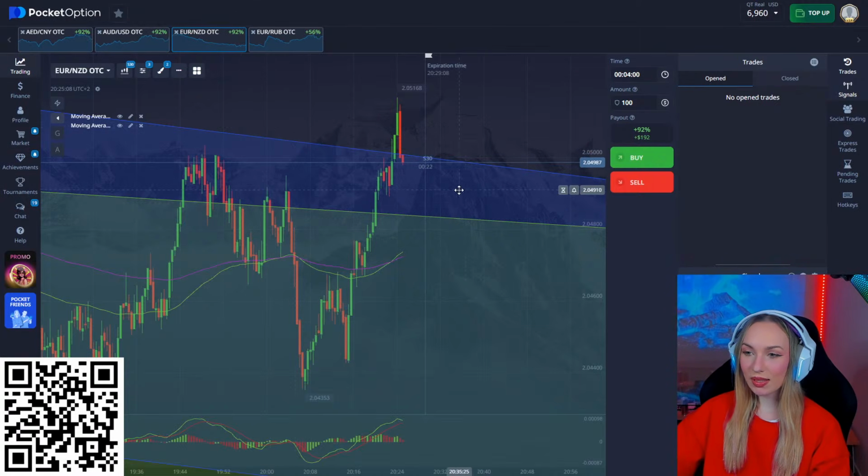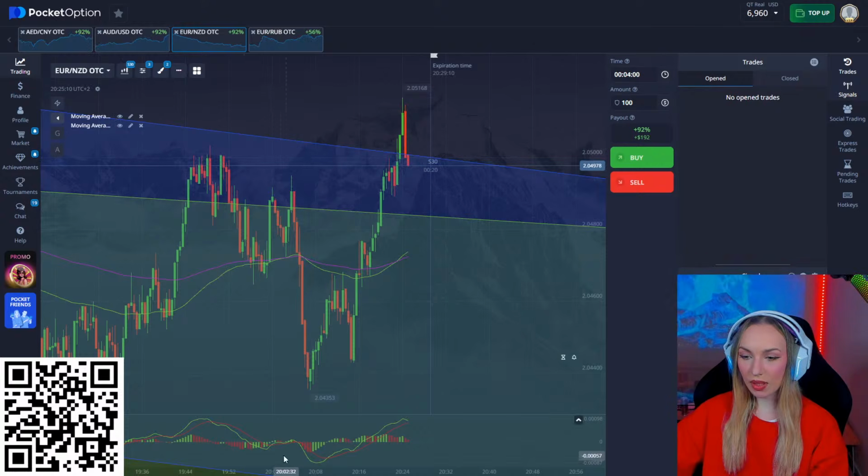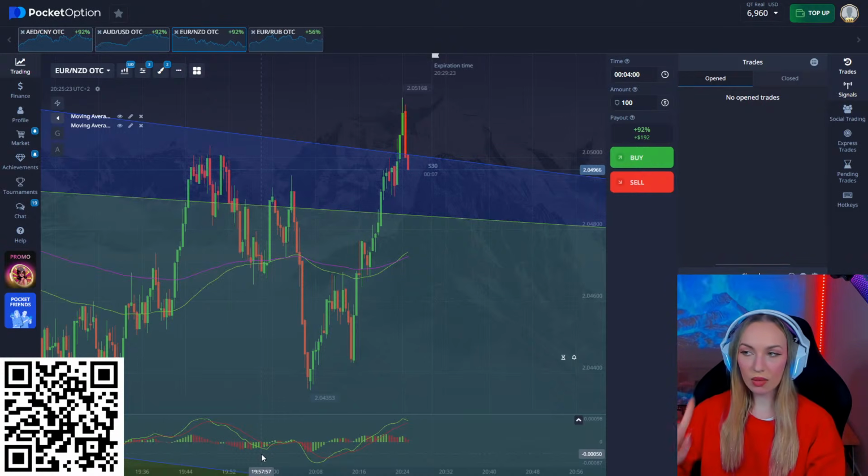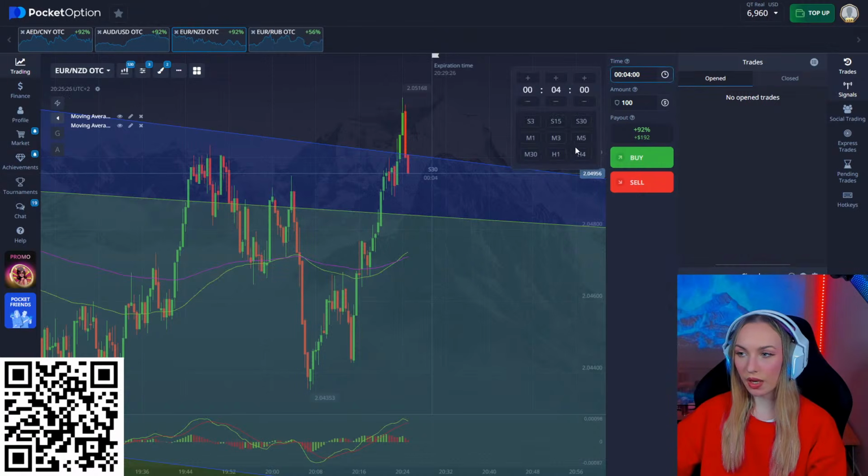Euro NZD finally starts going down. By the way, let's check the time. Here was a signal to open the trade in the downward direction at 7:49. Well, I think I will open the trade here for 5 minutes soon.